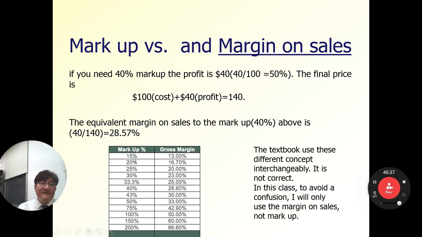You can refer to this converting table between the markup percentage and margin on sales. 15% markup is equivalent to 13% margin on sales. Maybe this next one is easier to understand.